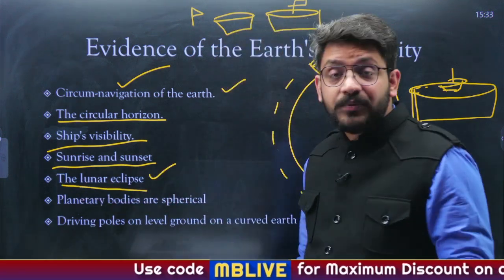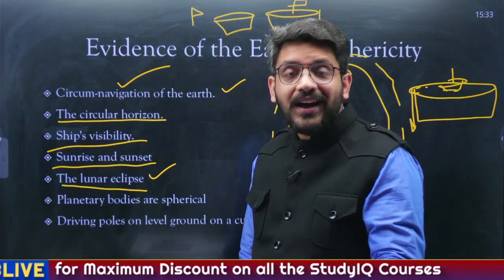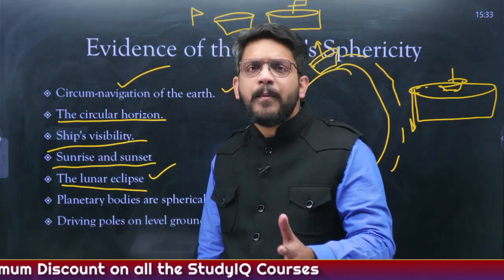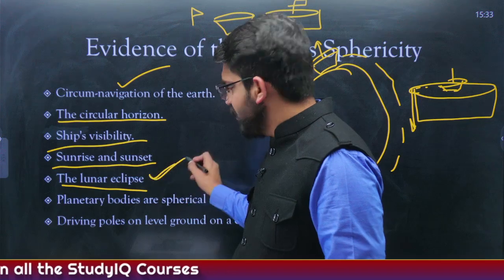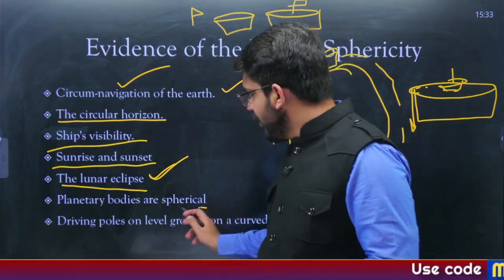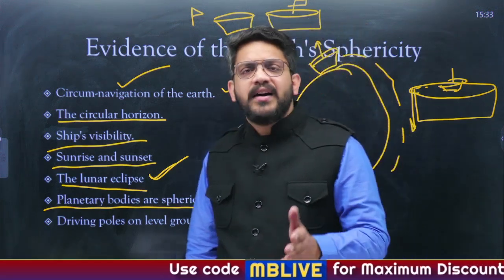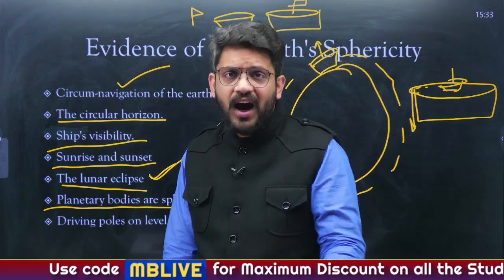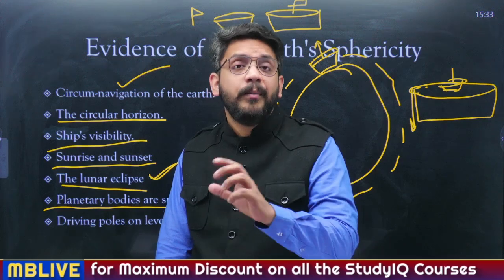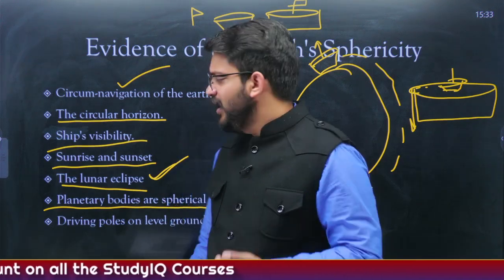The lunar eclipse: the shadow of the Earth which you will find during the lunar eclipse, you will easily come to know that the shape of the Earth is a sphere. All other planetary bodies, like if we consider Moon, Mars, Jupiter, they all are spherical in shape. Then how can Earth be a flat or disc-like structure?